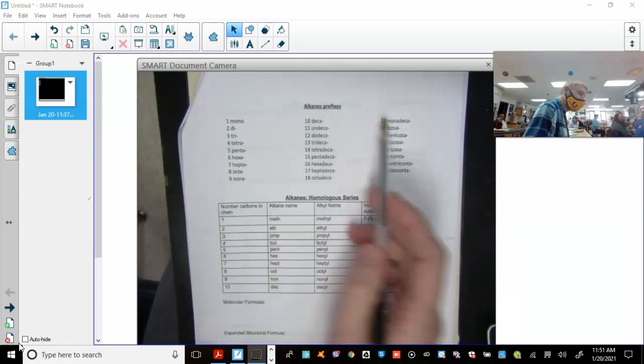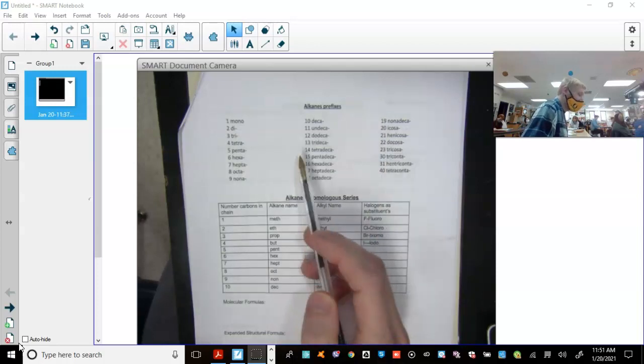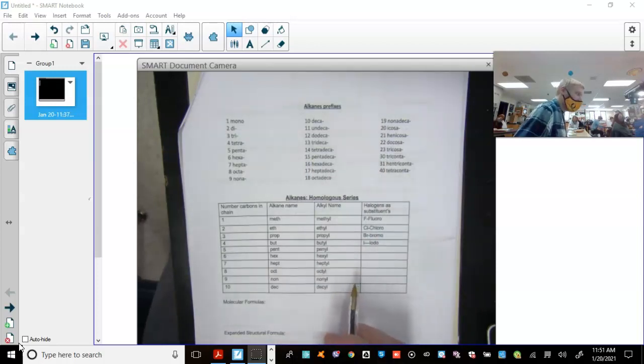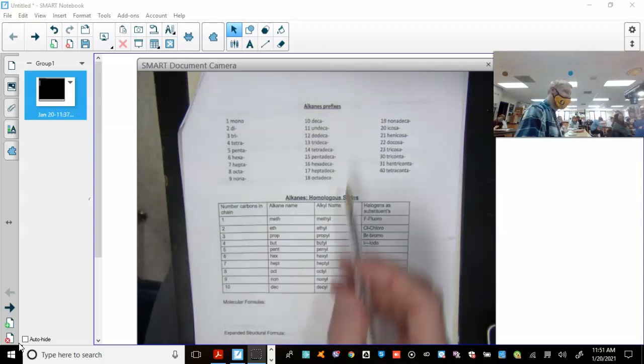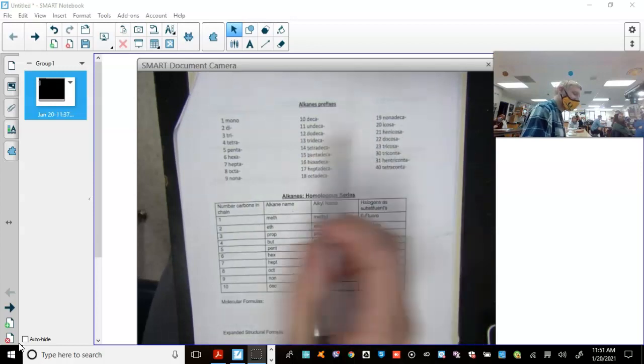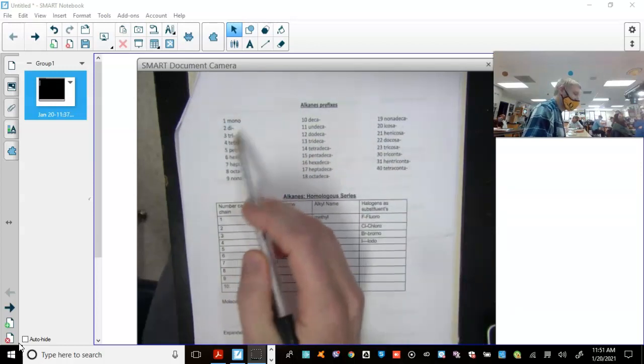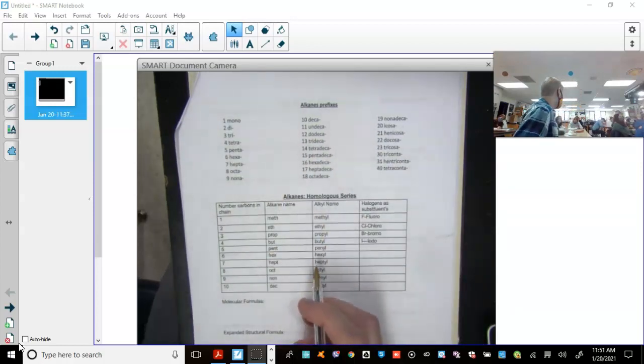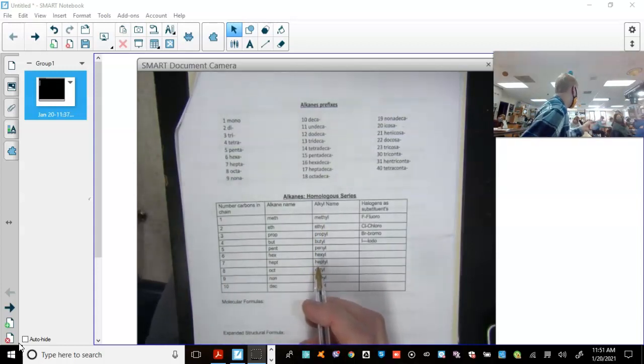These are prefixes. So we're going to be using prefixes. We're never going to go this high. Usually it's going to be mono, di, tri. Those are the main prefixes we're going to use. That's if you have like 2 carbons coming off of a main chain, you would have 2 methyl groups.